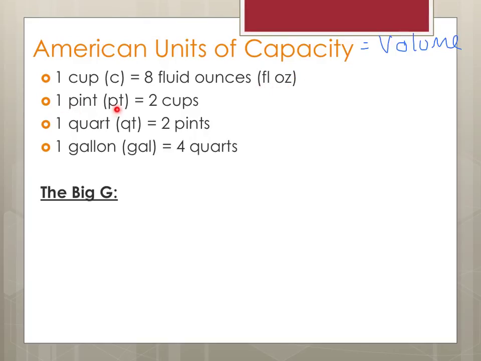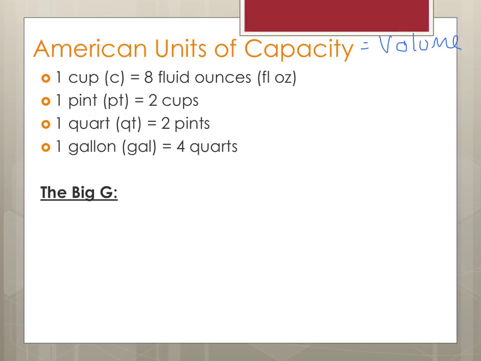1 pint is 2 cups. 1 quart is 2 pints. And 1 gallon is 4 quarts. Now you will have to have all of those memorized, so make sure you have them down somewhere. But I'm going to show you a trick for how to remember all these different capacity conversions for the English system. And it's called the Big G.